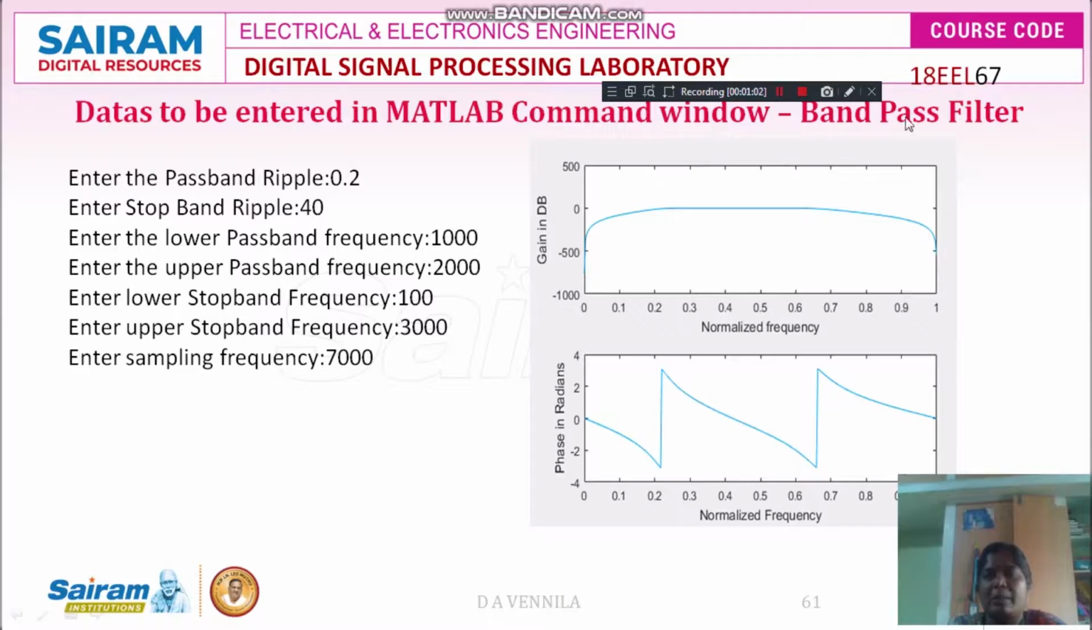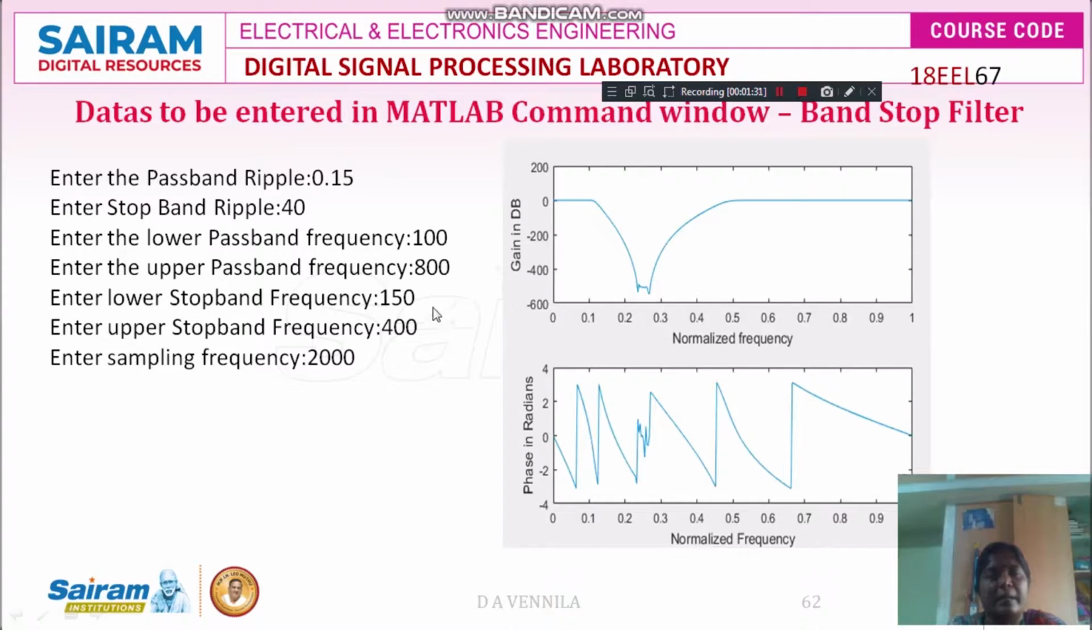The next one is the band pass filter. For the band pass filter, the pass band ripple is 0.2, the stop band ripple is 40, the lower pass band frequency is 1000, the upper pass band frequency is 2000, the lower stop band frequency is 100, the upper stop band frequency is 3000, and the sampling frequency is 7000. These are the data which I entered while simulating the program for the band pass filter. This is the magnitude response curve, and this is the phase response curve.